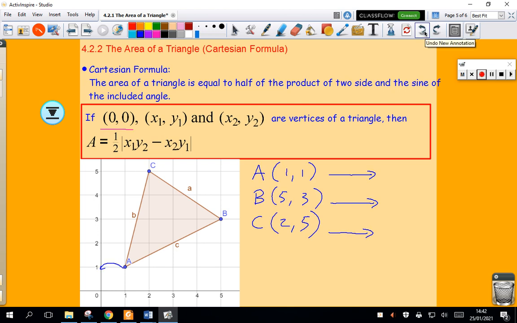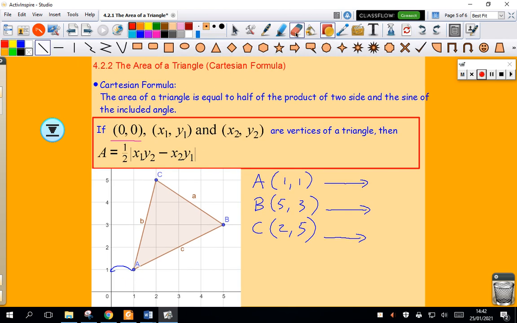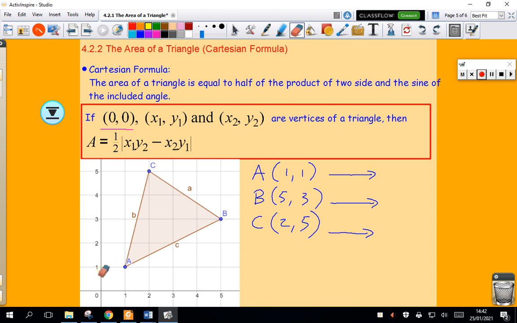1 unit to the left and 1 unit downwards. Let me just put that in again. So I'm going to take all the points and I'm going to move them 1 unit to the left and 1 unit down. And you can see those new points and put them in there.